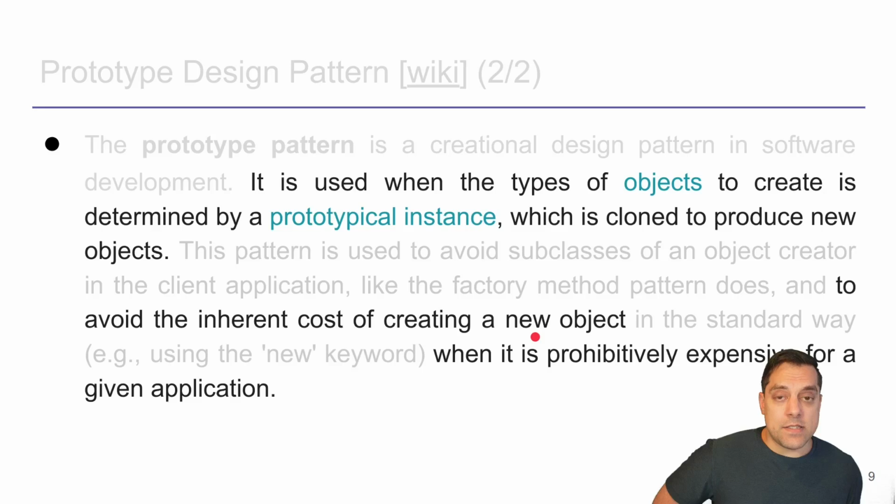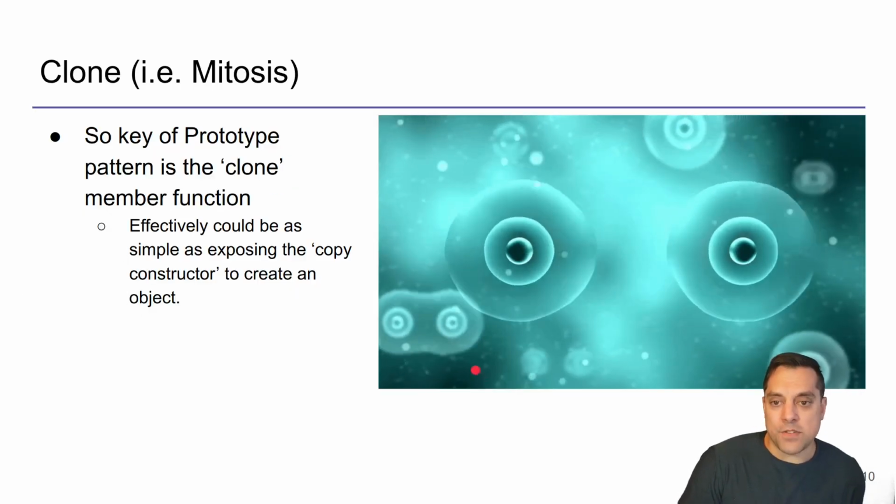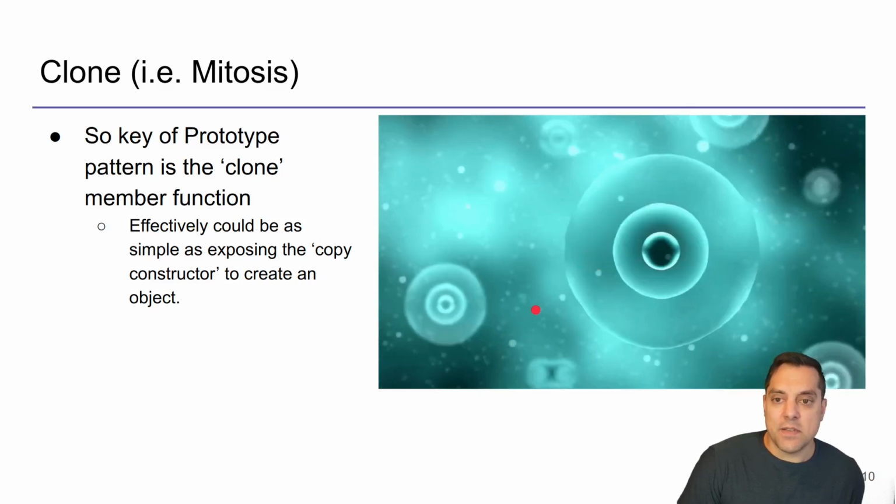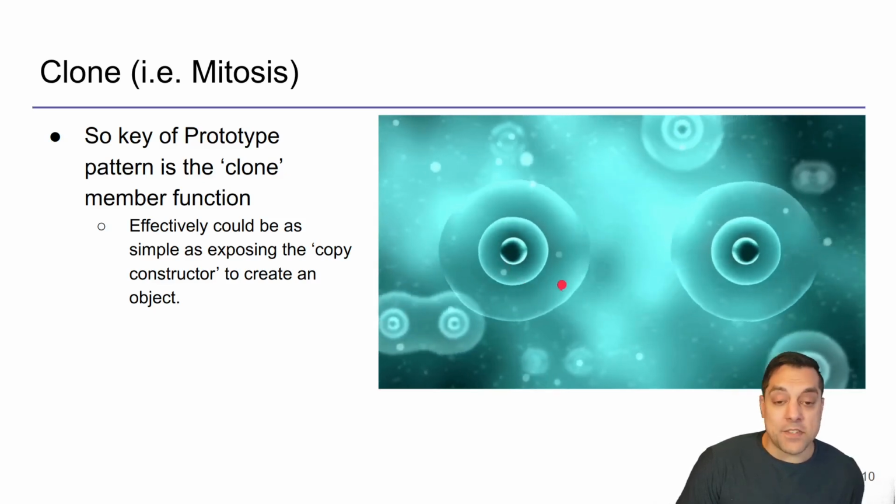For instance, if you have an object that has to be created by connecting to some database, or downloading something from your disk, or looking some config file up, that could be more expensive than just grabbing what's already in memory and making a copy of it. So that's the idea of this particular pattern and where it could be useful. Again, you can think of it like mitosis, cells being cloned.